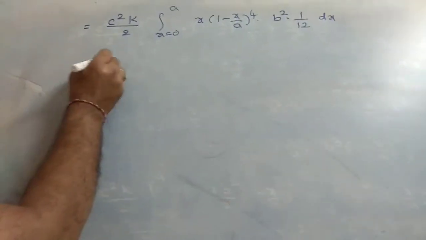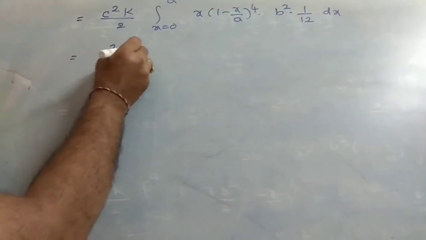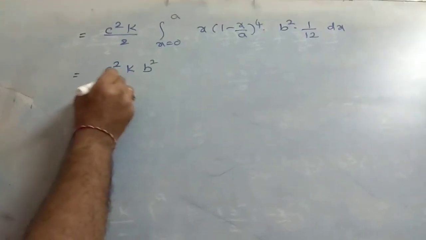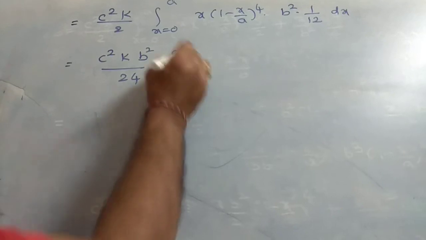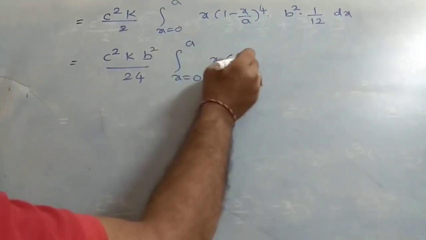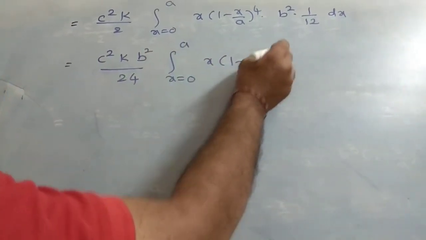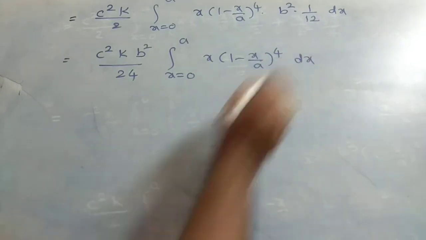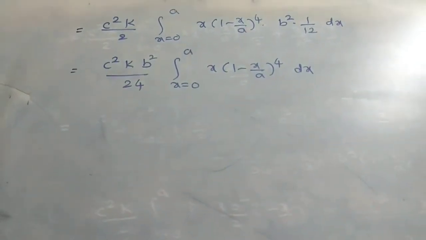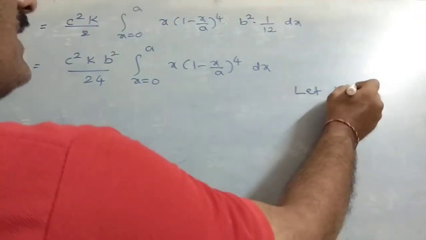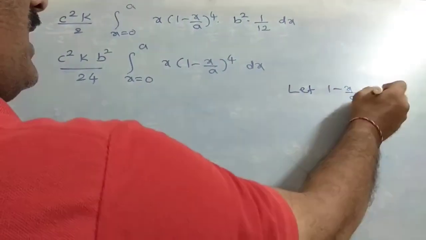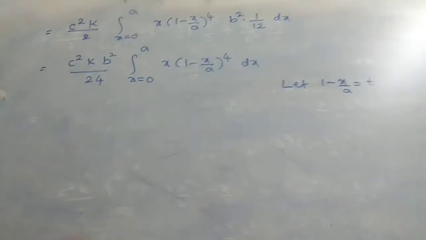You can write c square k, and b square is also common, totally divided by 24. We are having only x equal to 0 to a, x into (1 minus x by a) whole power 4 of dx. Now in order to do the simplification, I am just supposing 1 minus x by a is equal to t.